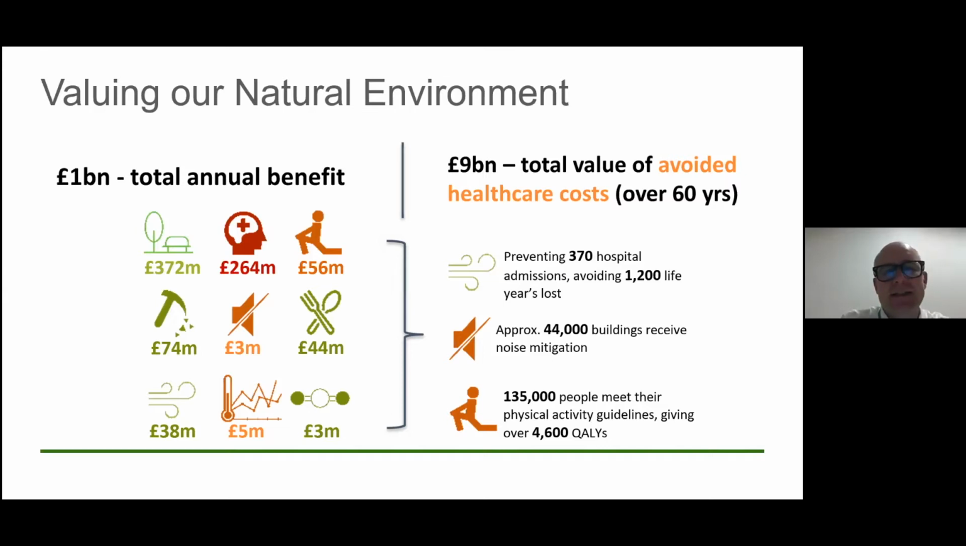And it's presented in a way that the benefits can be communicated to a number of different audiences in a language that they understand. So on this slide, on the left-hand side, we've got the benefits that our natural environment provides on an annual basis. Each year, our natural environment creates £372 million worth of revenue in terms of people visiting our parks and green spaces. This is money that they spend in local cafes, local restaurants, paying for parking. This is the benefit that the region receives from people going out and enjoying their green spaces.